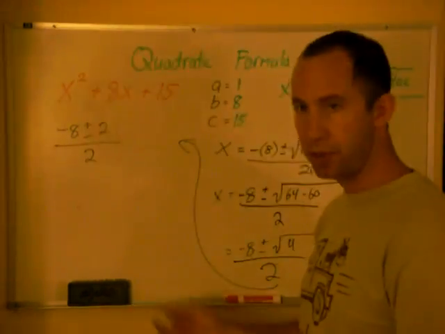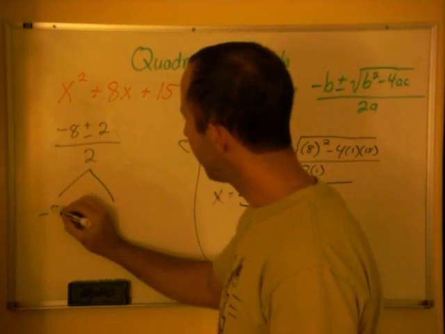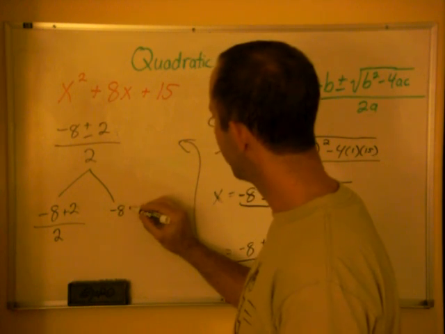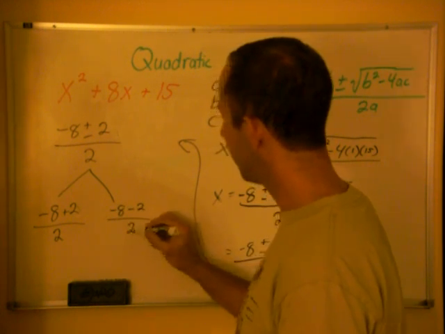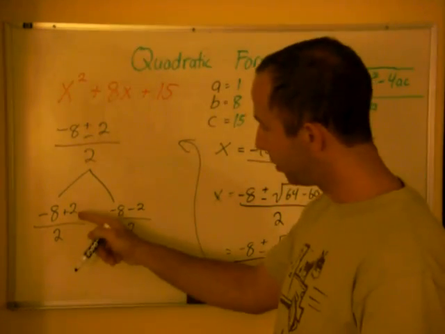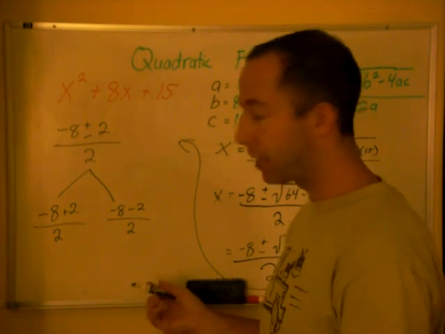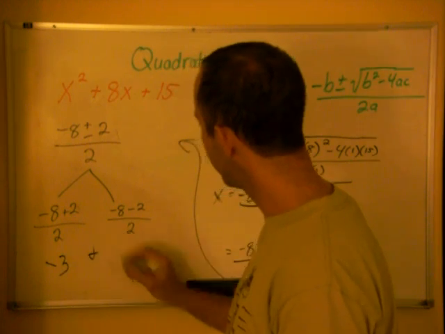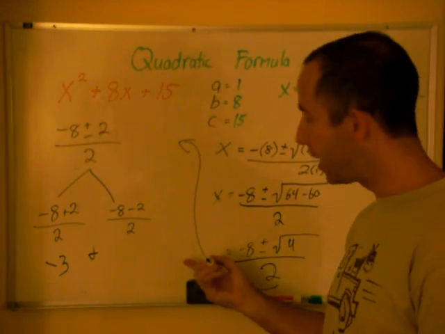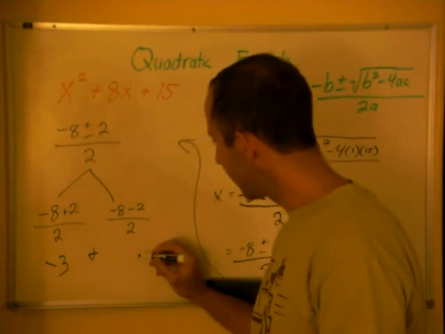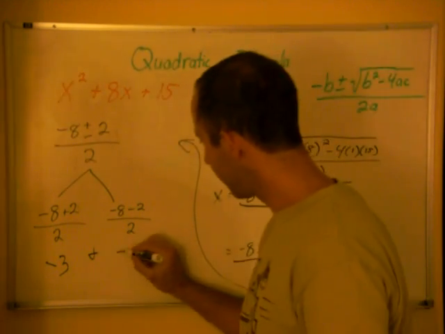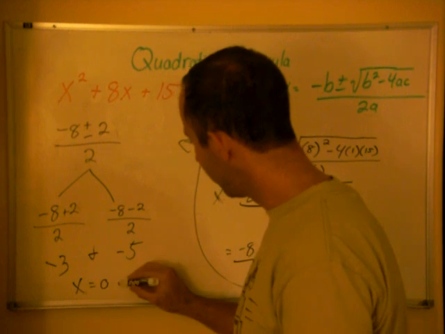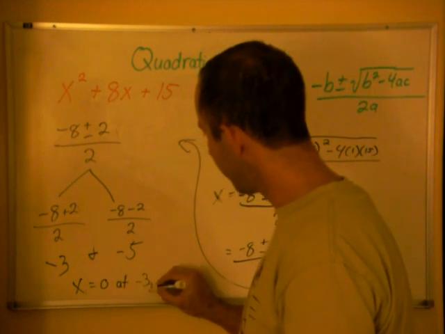Now this is actually two different problems, so we break it up, and you got negative 8 plus 2 over 2, and you got negative 8 minus 2 over 2. And then if you do that arithmetic, negative 8 plus 2 is negative 6 over 2. Negative 6 over 2 is negative 3. And negative 8 minus 2 is negative 10. Negative 10 over 2 is negative 5. So x equals 0 at negative 3 and negative 5.